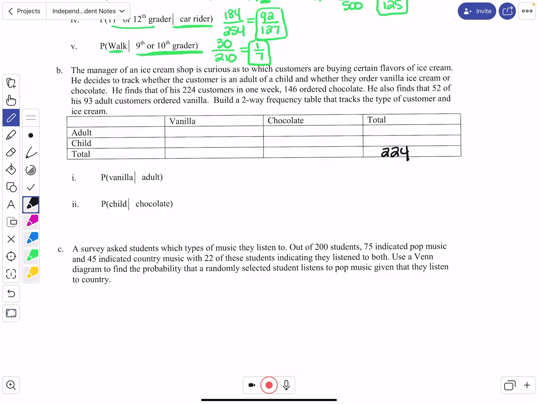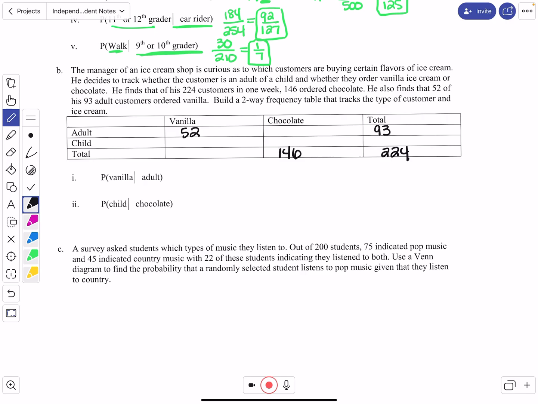146 ordered chocolate. So 146 are going to order chocolate. So there's your total for chocolate. He also finds that 52 of his 93 adult customers, so he has 93 adult customers, and 52 of those ordered vanilla.